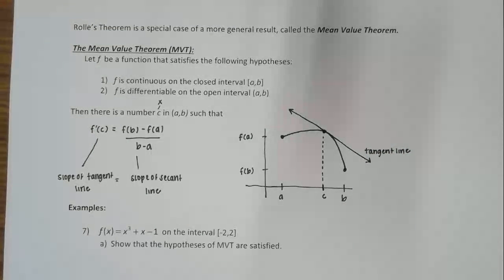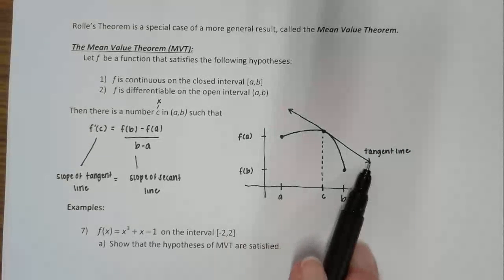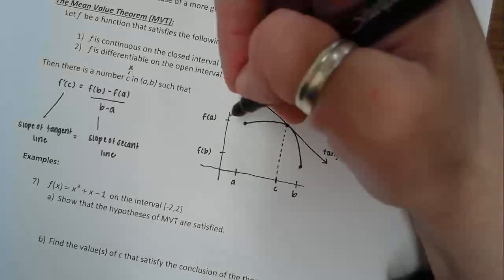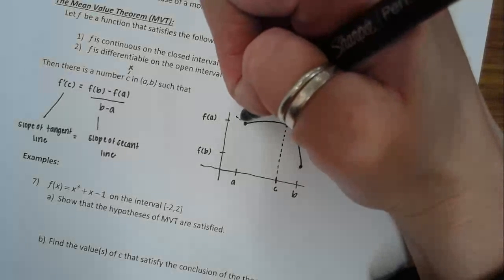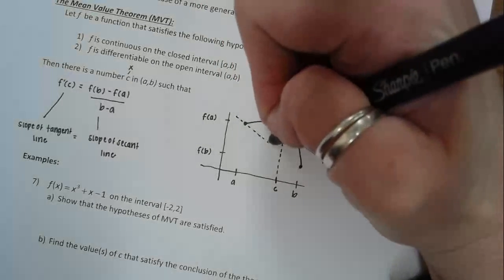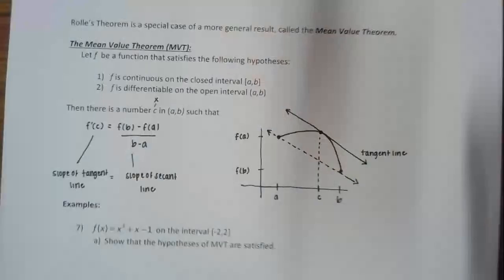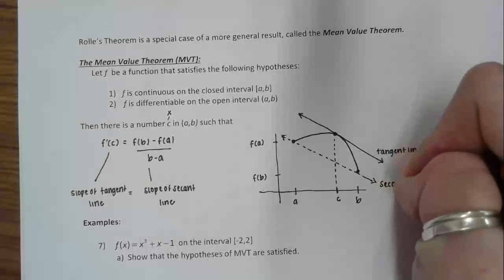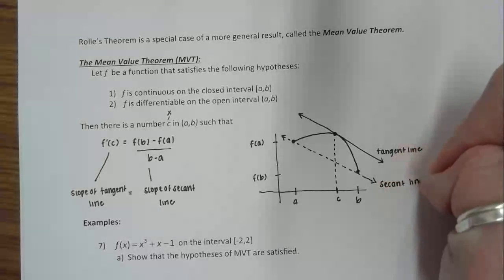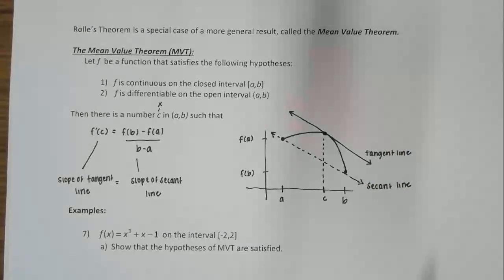And what it says is that there's going to be this tangent line having the same slope as the secant line through A and B. It's not entirely accurate, but hopefully you get the idea.